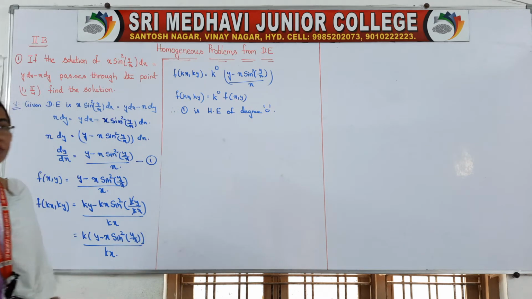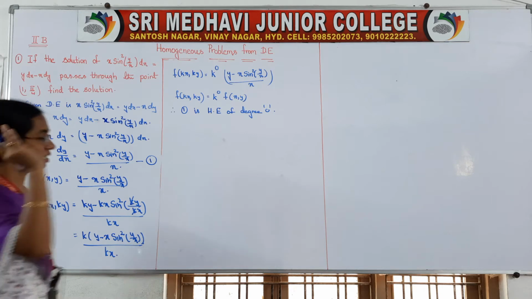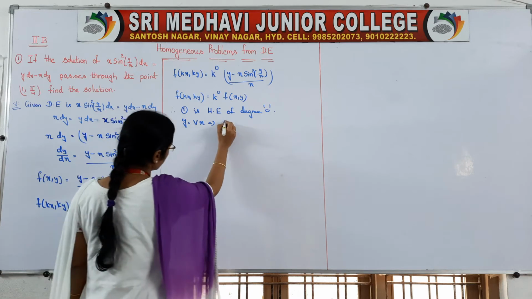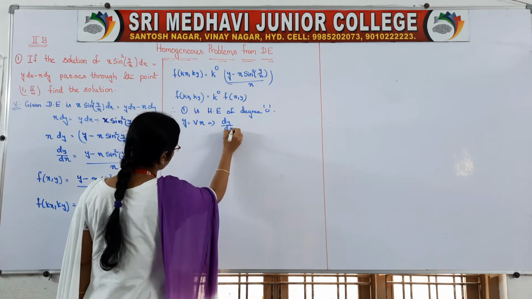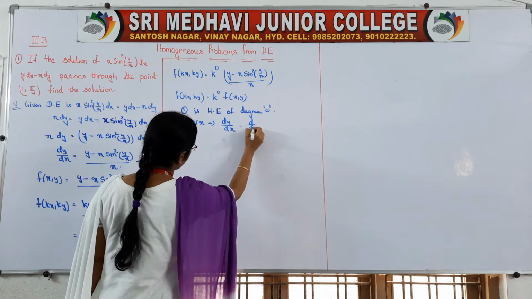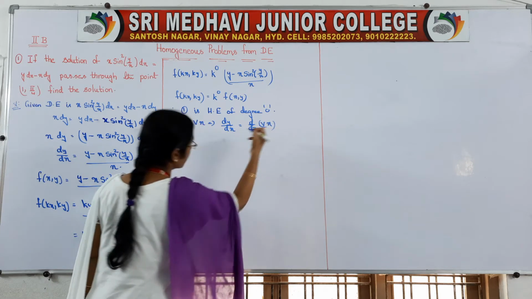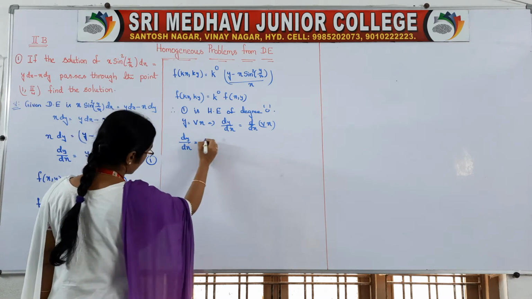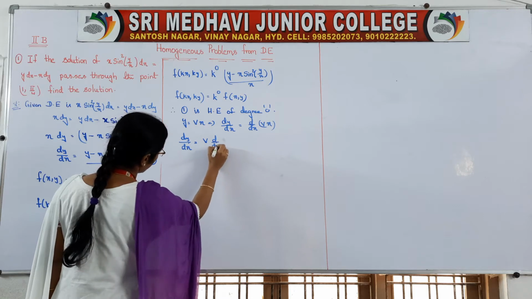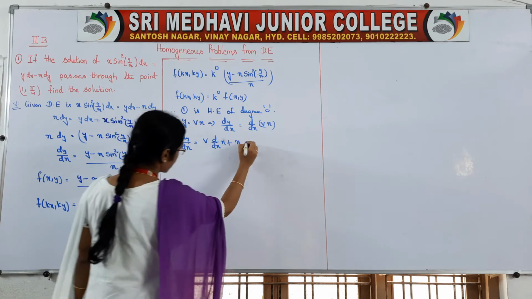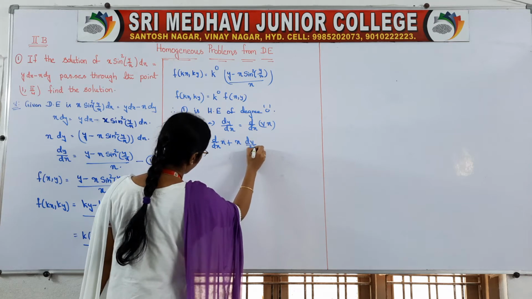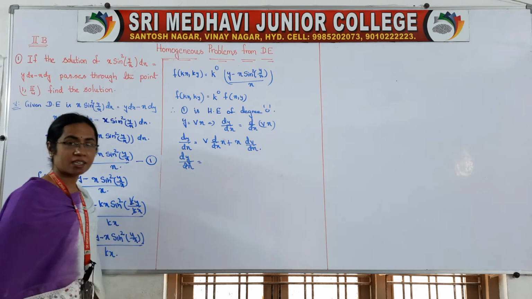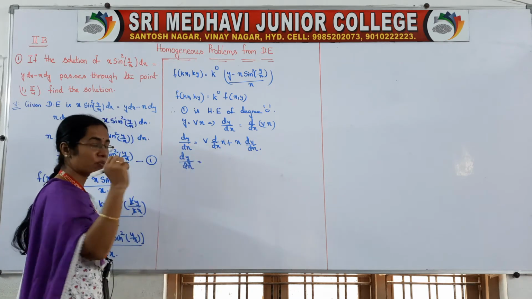Once it is confirmed as a homogeneous equation, we have to take y is equal to vx. Differentiating with respect to x on both sides, dy by dx is equal to d by dx of vx, which is v into d by dx of x plus x into dv by dx. So what is the value of dy by dx? d by dx of x is 1, right?